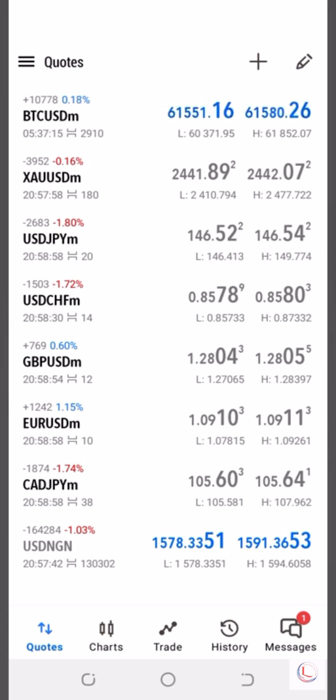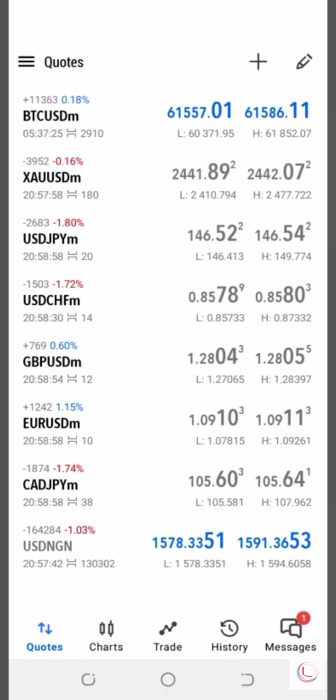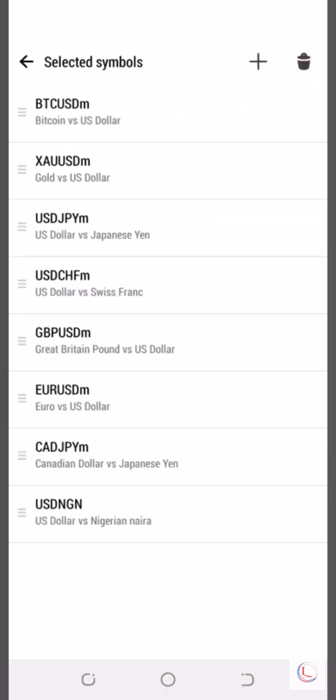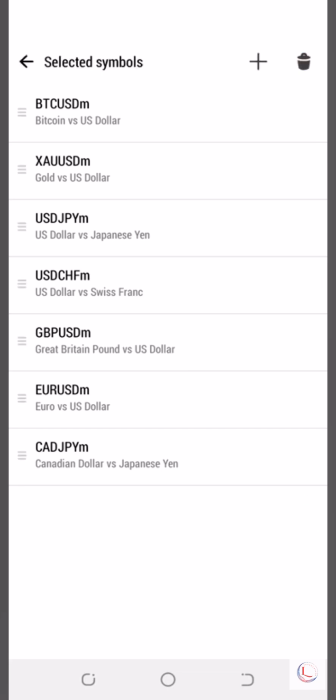So that's it. You can also remove instruments by clicking the pencil icon and then the bin icon. Like I want to remove the same instrument that I just added. So I'm going to click the pencil icon and then click the bin icon. Then I click the NGN and then press delete. So it's deleted. Then to place a trade, you tap the instrument, for example, Euro USD.